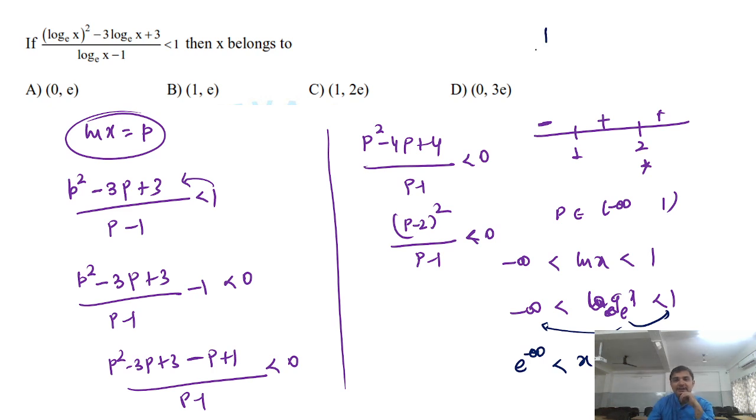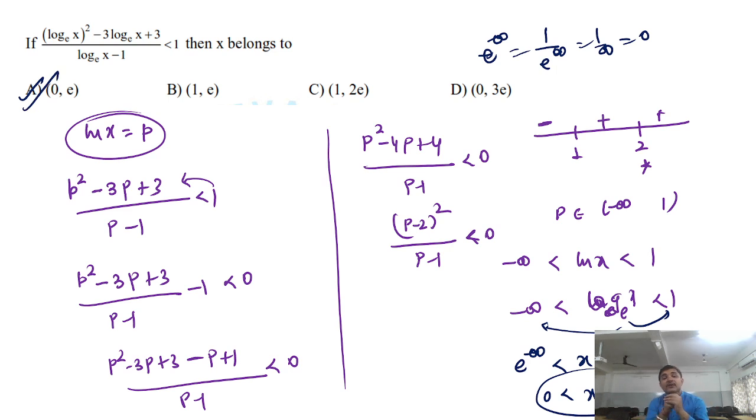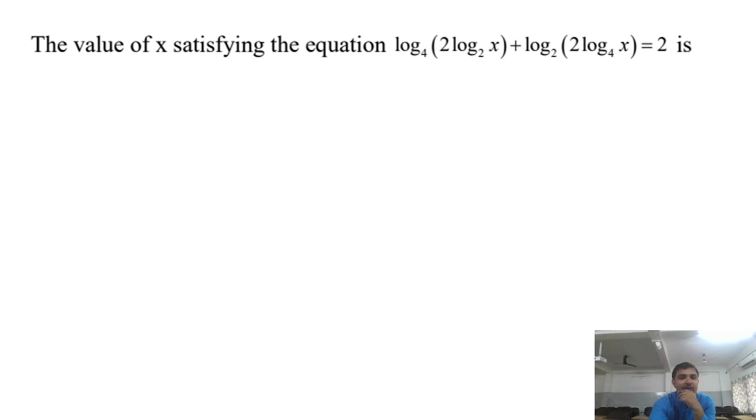What is e power −∞? e power −∞ is actually equal to 1/e^∞, which is 1/∞, which is 0. So we'll be getting x is between 0 and e¹, or else 0 to e. Which option? Option A is the absolutely correct answer. Likewise, you will be solving inequality based questions of logarithm. Able to understand, everyone? In the next video or next practice session, I will be giving you some more questions over there. You can take the screenshot, or else you can solve this question on your own, right?